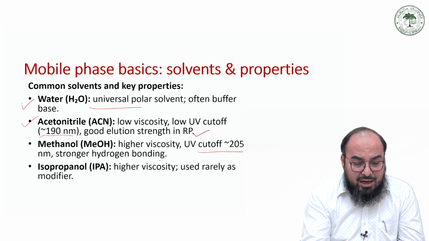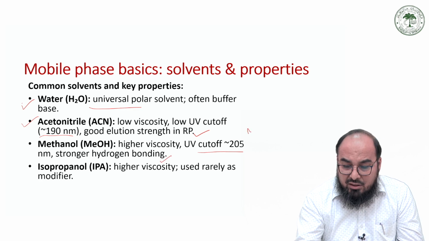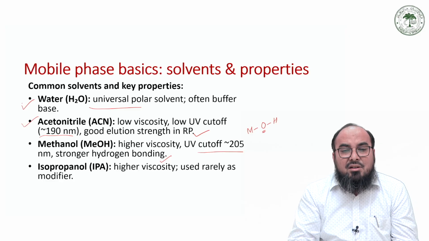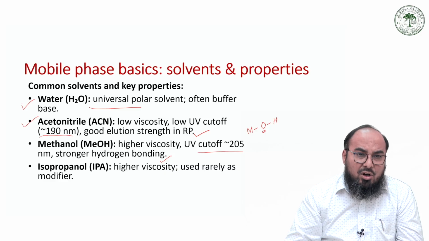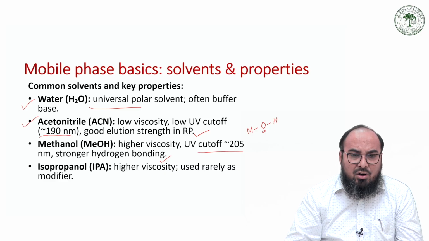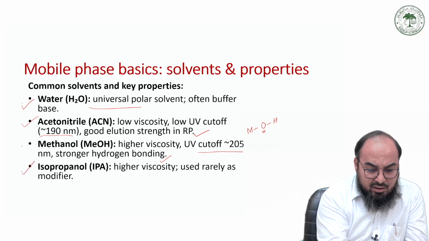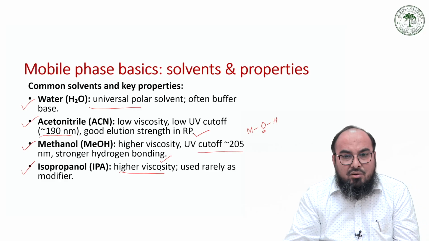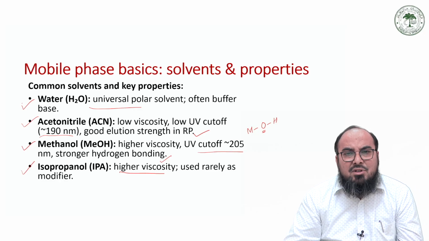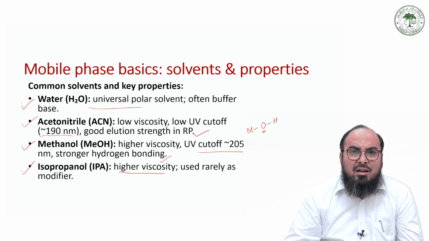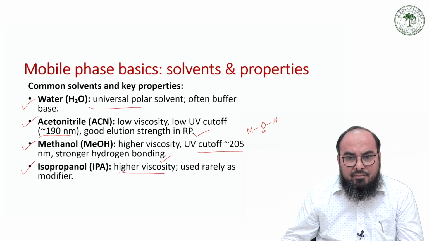It forms strong hydrogen bonding because of the presence of this OH group, because of the presence of this electronegative atom. It has higher viscosity. Similarly, if you are working with isopropanol, that is IPA, then it has higher viscosity. Okay, and sometimes it is used as a modifier, as a mobile phase modifier.